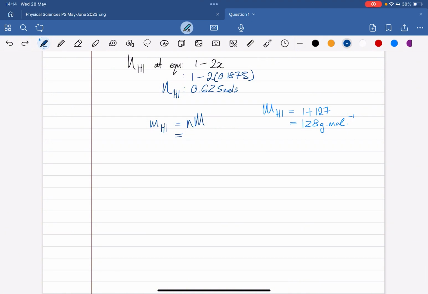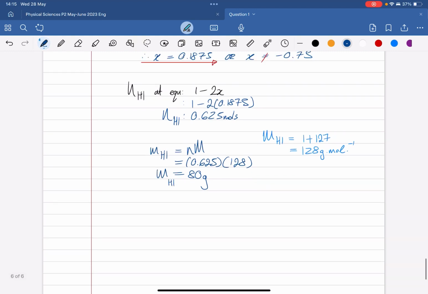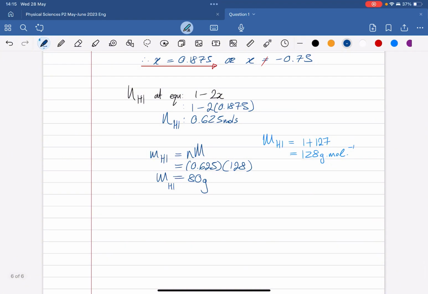When you substitute, we have 0.625 multiplied by 128 grams per mole. And then you're left with 80 grams. And that is the mass of the hydrogen iodide that is left at equilibrium. Wonderful.